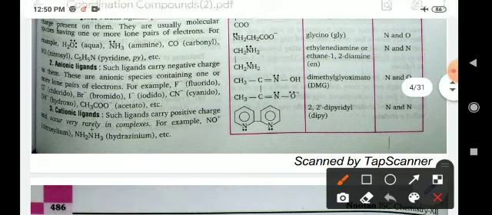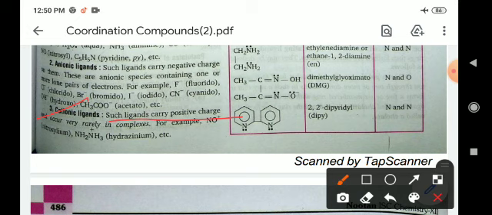Now come to the cationic ligands. Such ligands carry positive charge and occur very rarely in complex compounds. For example, NO+ nitrosonium and NH3+ hydrogenium. For a ligand which carries a plus charge, the suffix "ium" will be added at the last of the name.